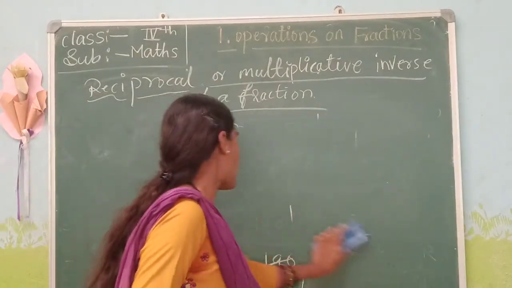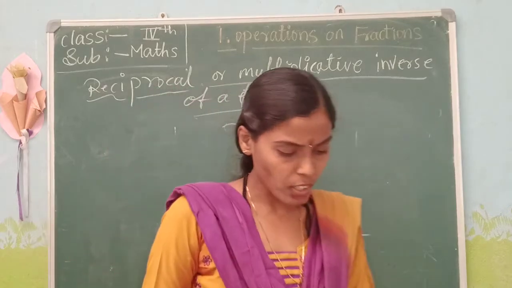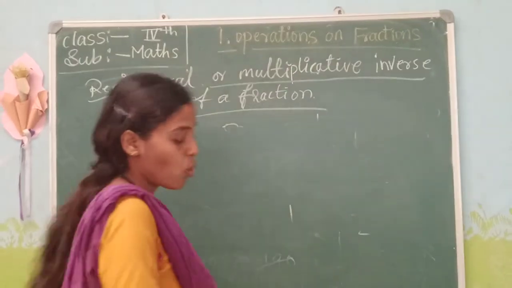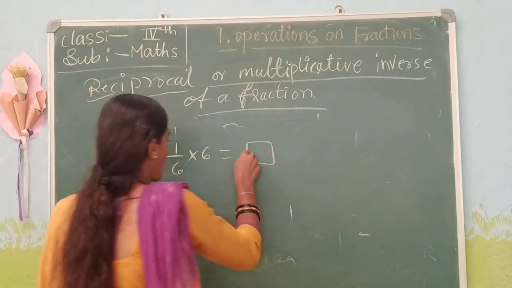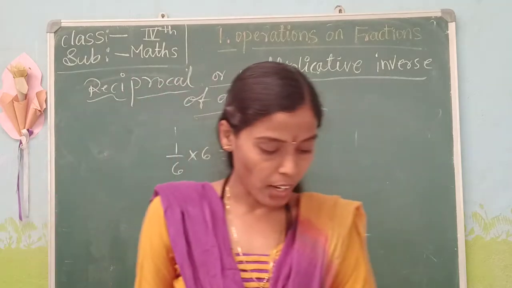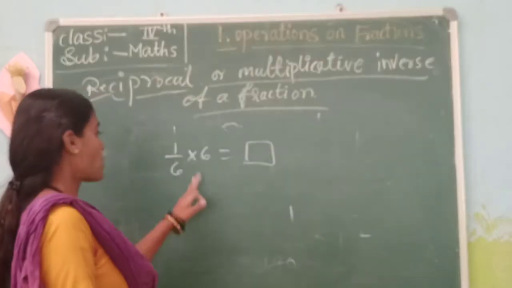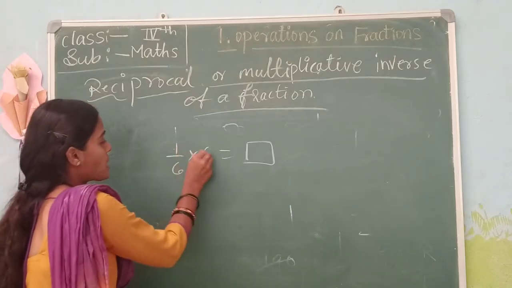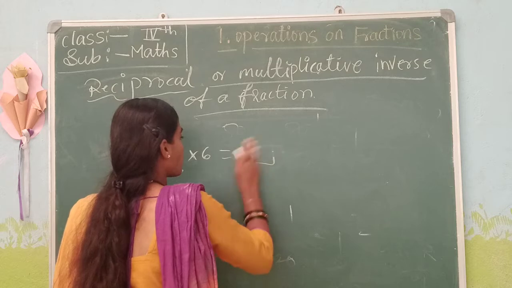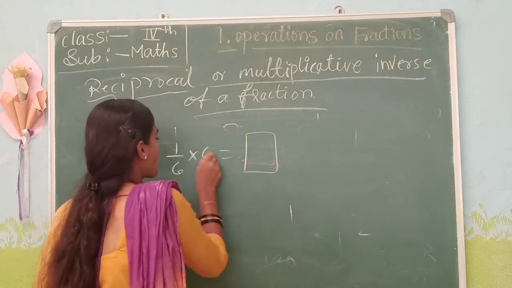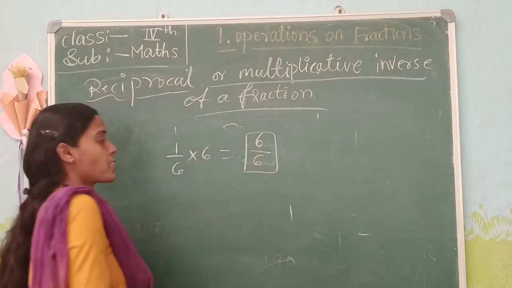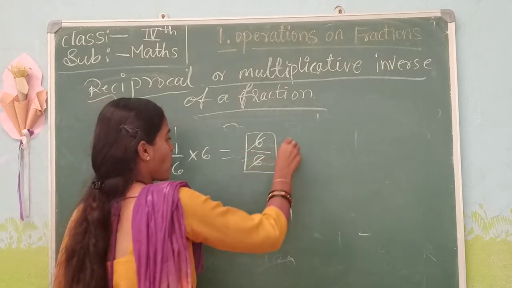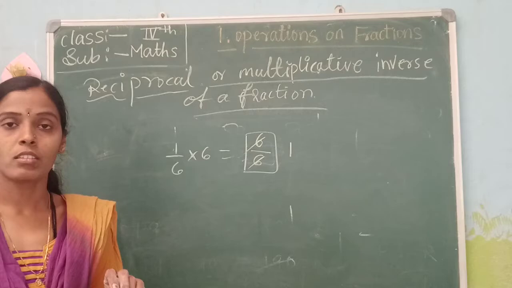The second part of this exercise is fill in the boxes. 1 by 6 into 6 is dash. 1 by 6 into 6 is what? Here 1 sixes are 6, divided by 6. The denominator stays as it is. 6 by 6 is 1. So the answer is 1.